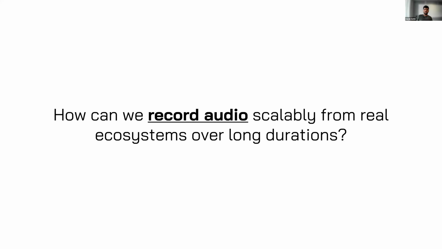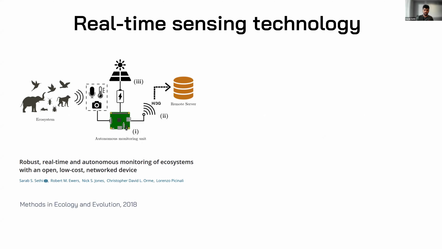So the first question is, okay, how do we record audio scalably from real ecosystems over long durations? In 2018, we published a paper where we showed that just a simple Raspberry Pi connected to a microphone, but also to a camera or thermometer, a temperature sensor, powered renewably from a solar panel and connected to a 3G network back then through a dongle could deliver robust real-time data.